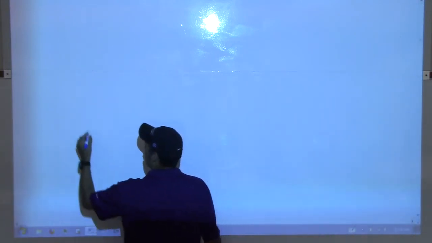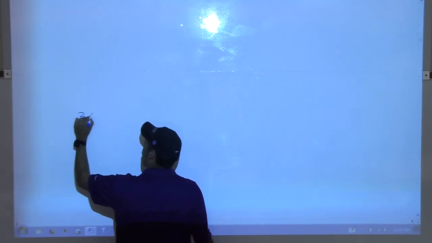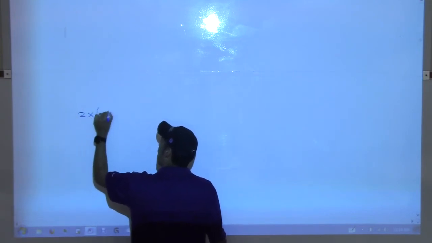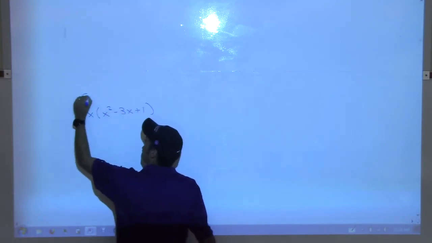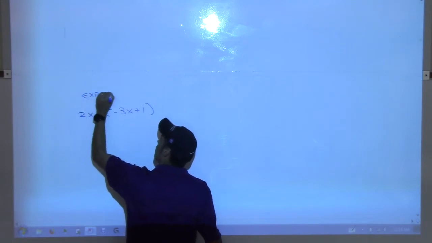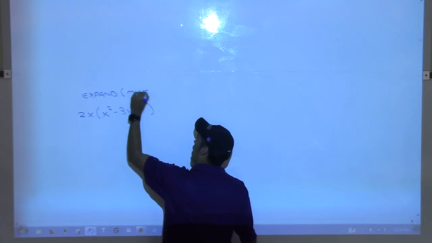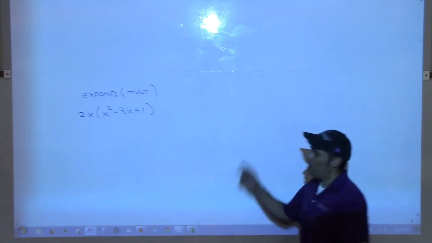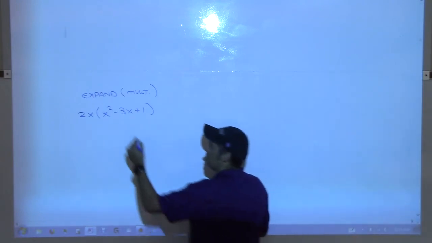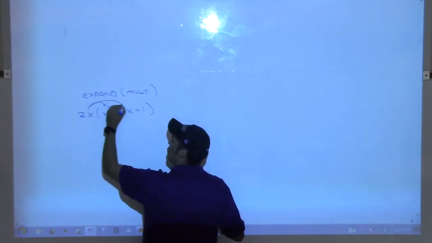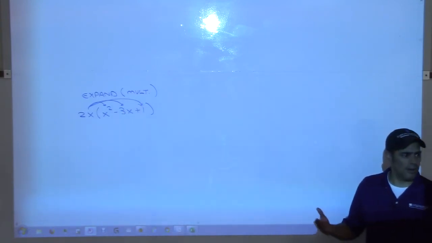So let's say I had this problem right here: 2x, and then parentheses, x squared minus 3x plus 1, and I asked you to expand this. Or if you don't like that, I ask you to multiply. So if we were asked to do that, we would do this thing called distribution. We would take the 2x and multiply it through to each of these terms, and we would get some new answer. So let's go ahead and do that.